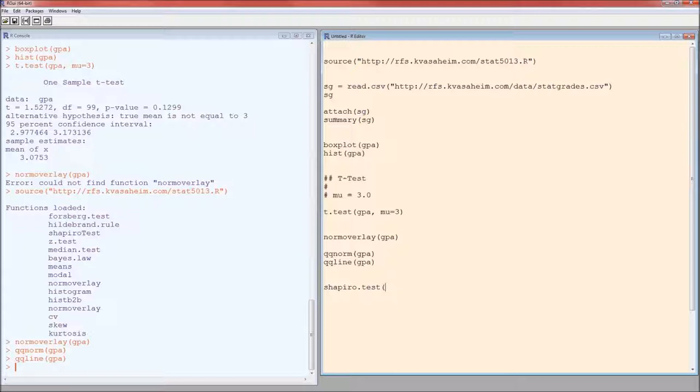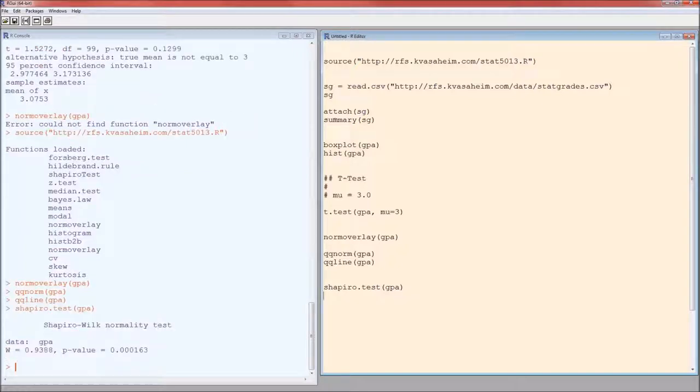The function in R is shapiro.test. It requires just one bit of information, the variable. I'm going to run that. The name of the test. Normality is also the null hypothesis for this test.